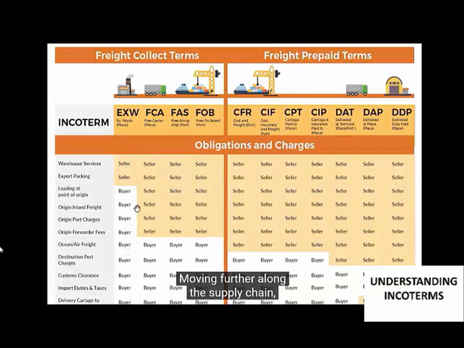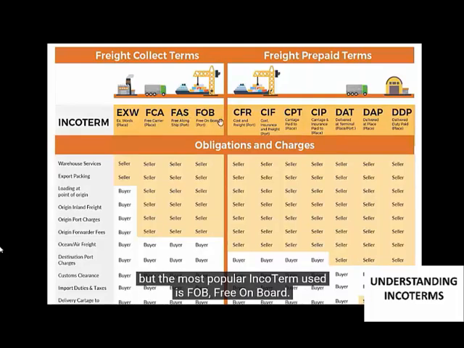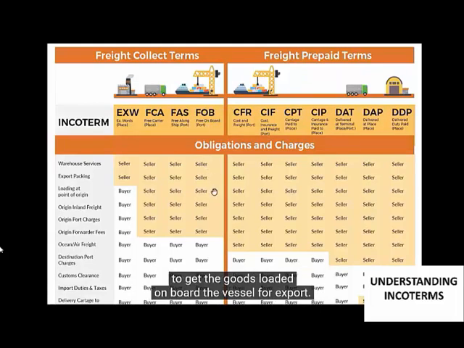Moving further along the supply chain, there are FCA, FAS, and FOB incoterms. These three terms are quite similar, but the most popular incoterm used is FOB, free on board. When FOB terms are agreed upon, then the seller's obligation is to supply the goods and also to pay for all additional charges to get the goods loaded on board the vessel for export.